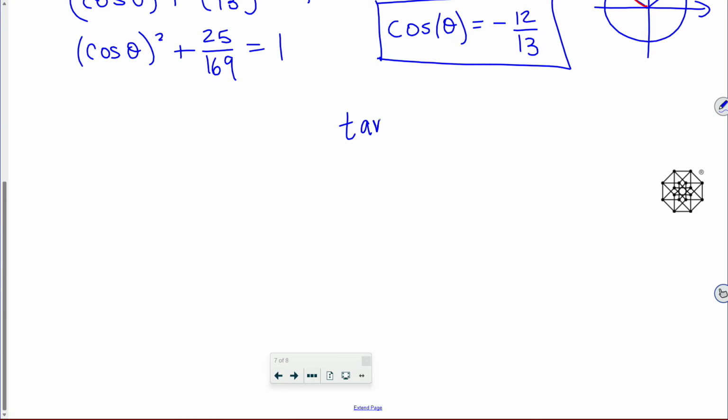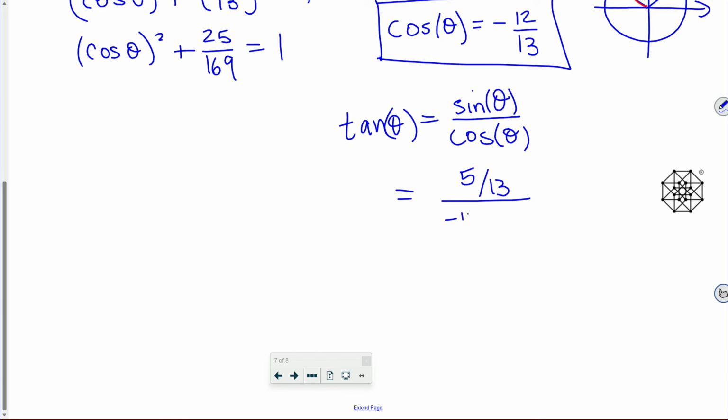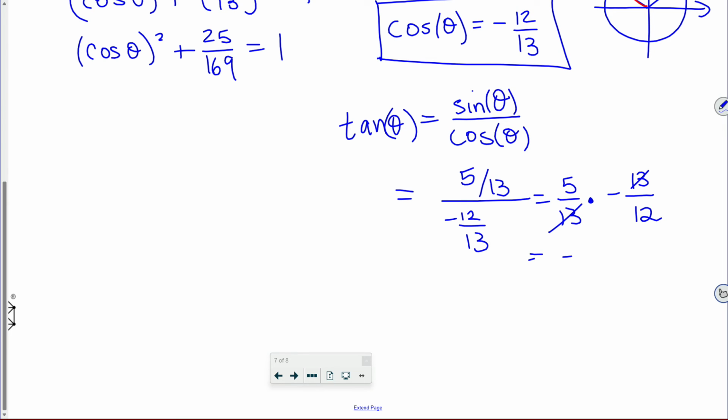And of course we can get tan theta now because we know that it is sine theta divided by cosine theta. We know that sine theta is 5/13. We know that cosine theta is negative 12/13. We could just do then 5/13 times negative 13/12. The 13s cancel, and we find that tangent theta is negative 5/12.